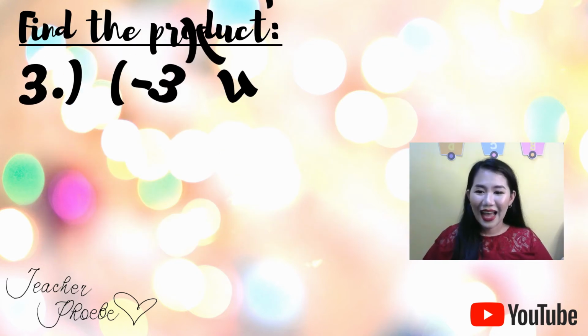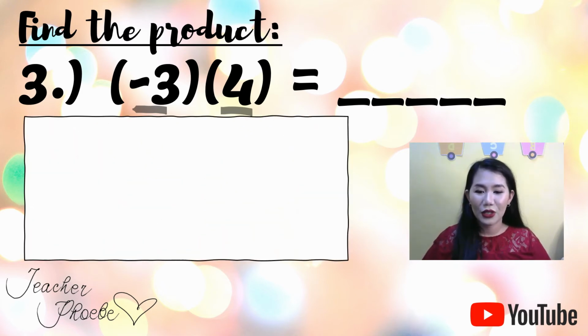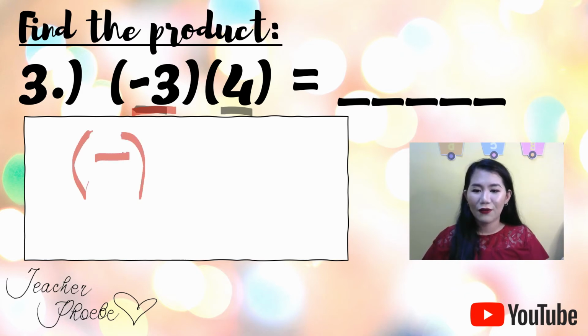Okay, so let us have example number 3. I have here negative 3 times positive 4. Okay, so how do you find the answer to this? Alright, so first, what you're going to do is to identify first the sign of your 2 integers. Ano ba ang sign ng 3 natin dito? Correct, ang sign niya ay negative. Now next, ano ba ang sign ng 4 natin dito? Correct, ang sign niya ay positive.